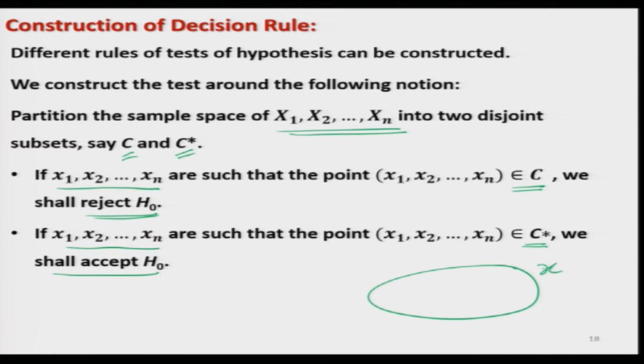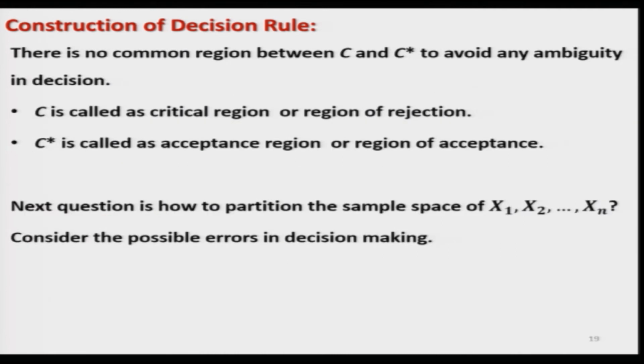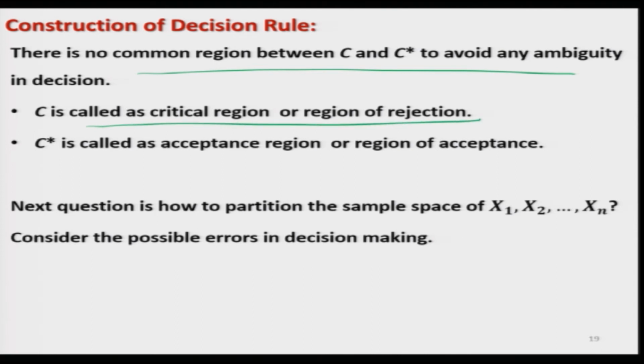It is something like this. We have a space of x, and then I am trying to divide it into two parts, C and C star, and the intersection of C and C star is a null set phi, so that there is no overlapping. Now, what we try to do is observe a sample x1, x2, ..., xn, and based on a certain rule we try to decide whether this set of observations belongs to this region or this region, and based on that I can say whether the hypothesis is going to be accepted or not. That is a very simple thing. There are more details than actual work. So, there is no common region between C and C star, so that there is no ambiguity in the decision. And this C is called the critical region or the region of rejection, and C star is called the acceptance region or the region of acceptance.